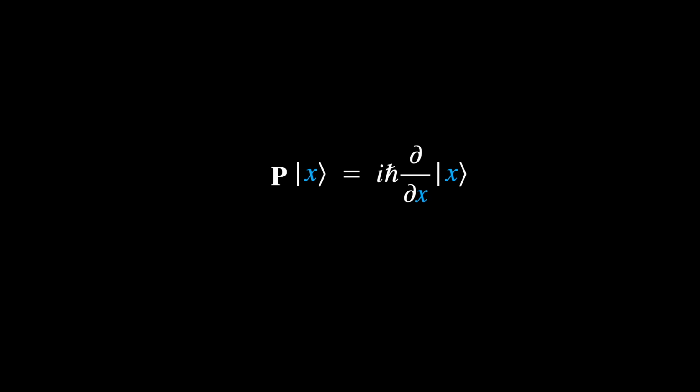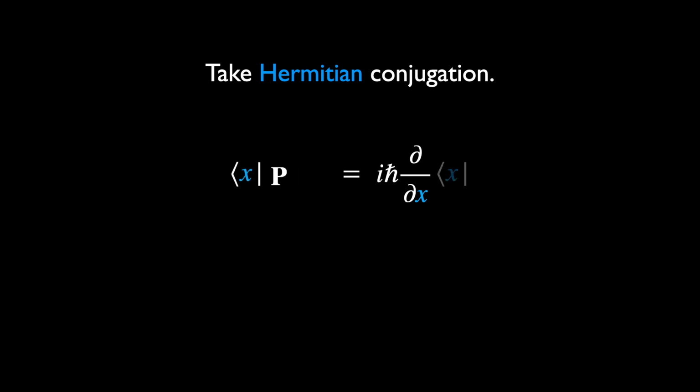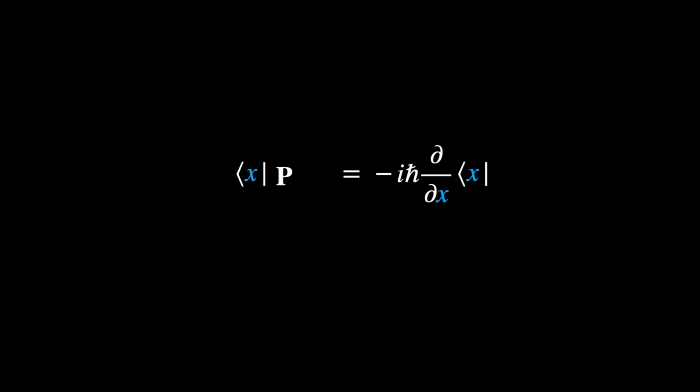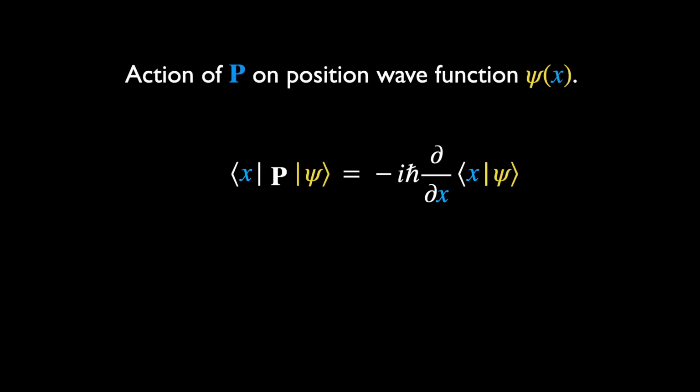Taking the Hermitian conjugation of this equation, we get the result for bra x. This is the form that is more commonly applied. For instance, when we derive the action of operator p on the wave function of a state psi, this equation tells us that it is equivalent to taking a derivative on psi in position space. Here's how we see it.